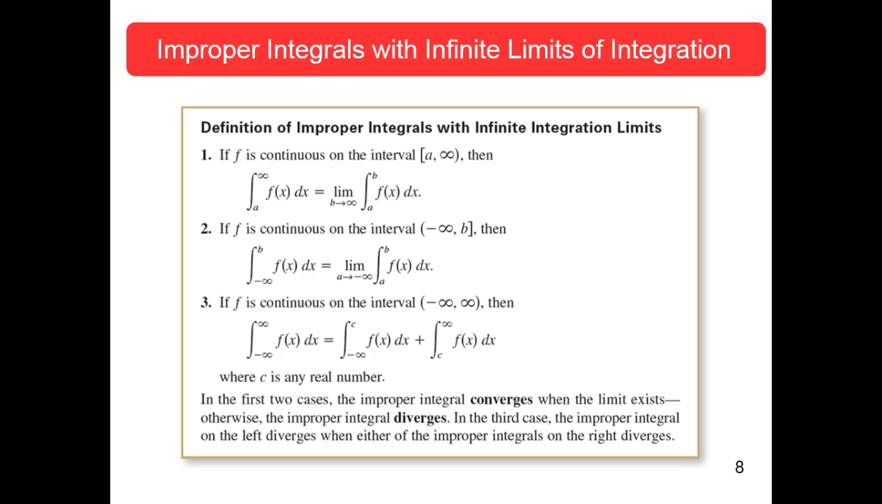Now, if f is continuous over an interval from negative infinity to some quantity b, now remember it has to be continuous here. We can't have a discontinuity like we did on that last one.